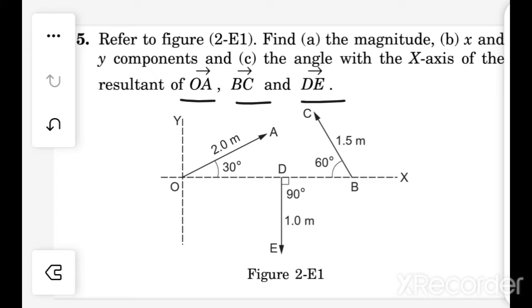So here three vectors are given, vector OA, vector DE and vector BC, and their angles and their magnitudes are also given, and we need to find three parts. The first is the magnitude, the second is the x and y components, and the third is the angle with the x-axis of the resultant. So the important thing to consider is that we need to find the resultant of OA, BC and DE, and if we find that, we need to find the magnitude of that resultant vector, and after that its x and y components and the angle it is making with the x-axis.